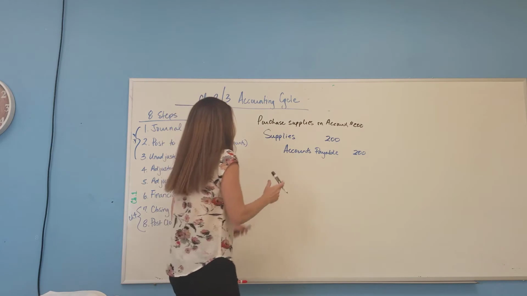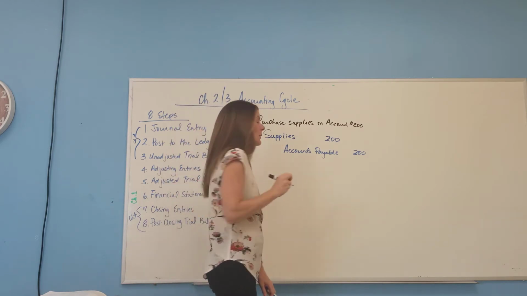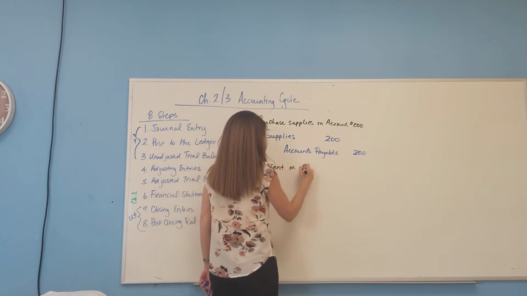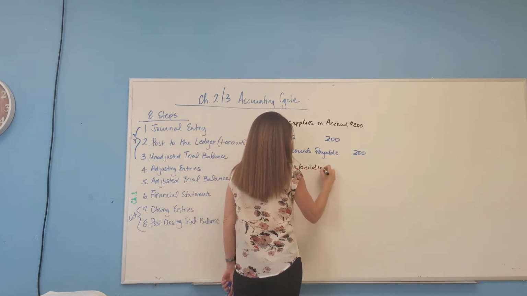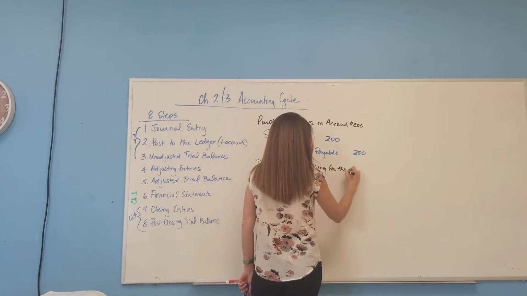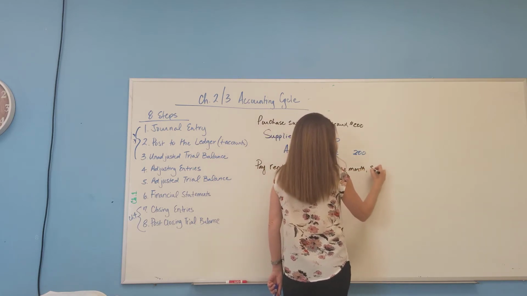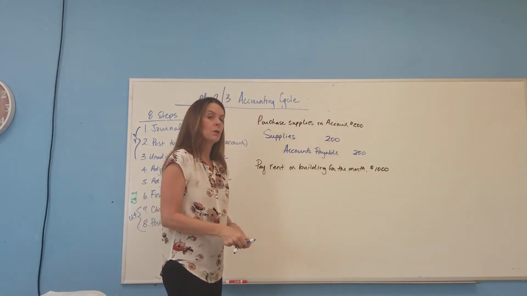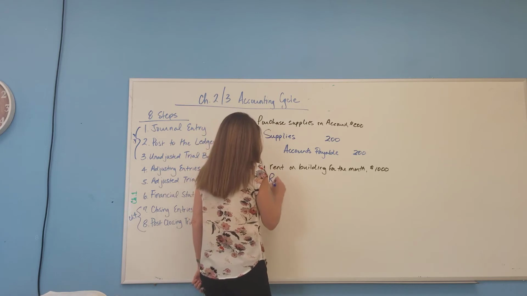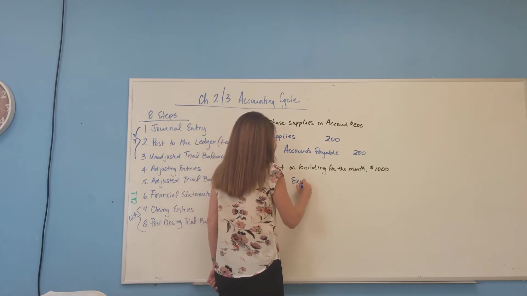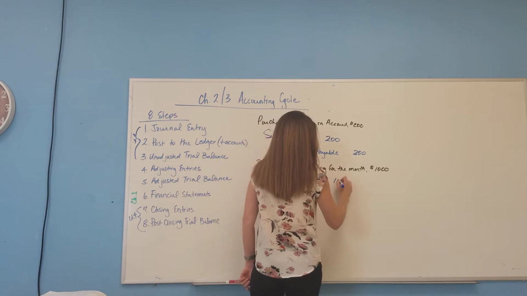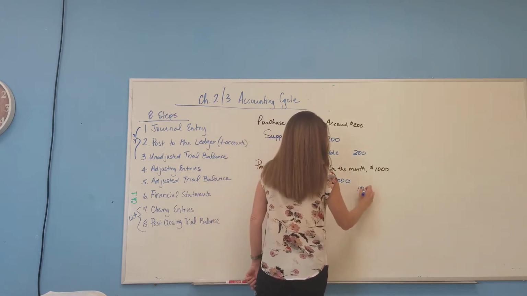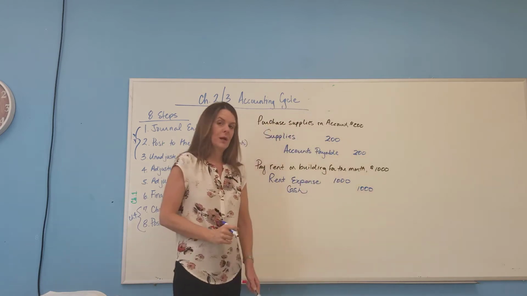The next one is to pay rent. So I'm going to pay rent for the month. For $1,000. So rent for $1,000 for the month is a debit to rent expense for $1,000 and credit to cash for $1,000. So that's my journal entry to pay rent for the month.